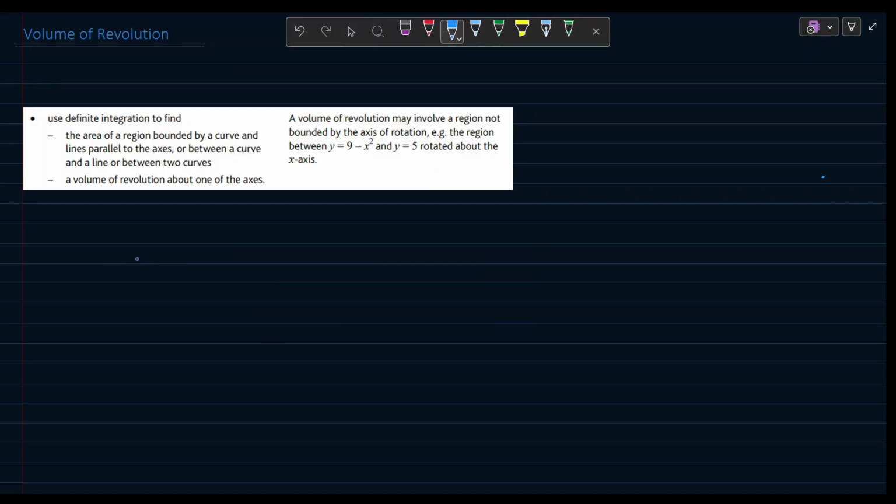So the two formulas that we're going to use for volume of revolution are as follows. The first one is pi, the integral, and then you're going to have limits, which I'll write as a to b, of x squared with respect to y. This one is when you're rotating around the y-axis. And if you're rotating around the x-axis, it's pi, the integral from a to b of y squared with respect to x. This is for the x-axis.